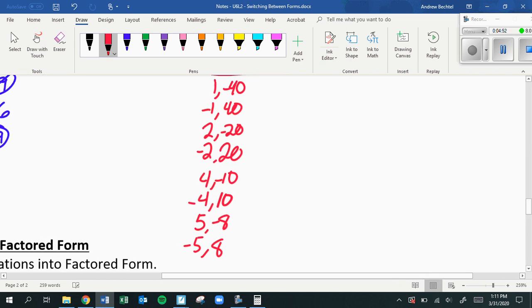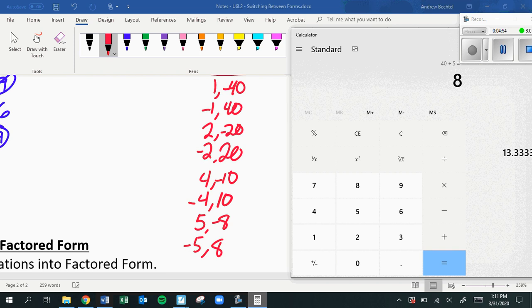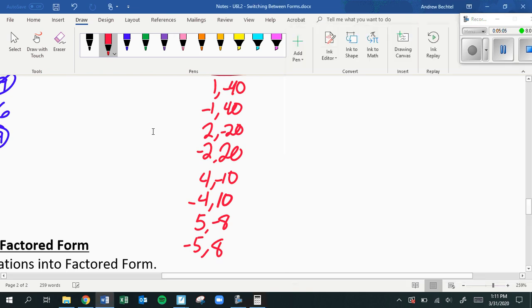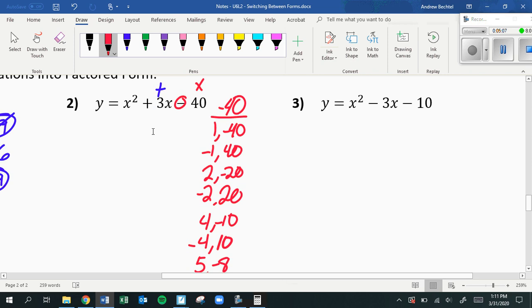If we try our last few numbers, we do have 6 and 7 we could try. 40 divided by 6 gives us a decimal. 40 divided by 7 gets us a decimal. We've completely built our list. So now we've done all this work finding our factors. Which factors of 40, what multiplies to 40 and adds to a positive 3?